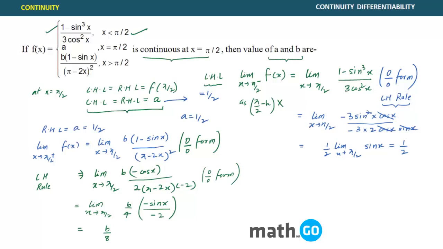Okay, and we know that b by 8 should be equal to what particular value? See here, we have seen that the value should be equal to 1 by 2. So this implies b by 8 should be equal to 1 by 2, or we can say b is nothing but equal to 4. So these are the two values, that a should be 1 by 2 and b should be equal to 4, which we were looking to solve. Got it?